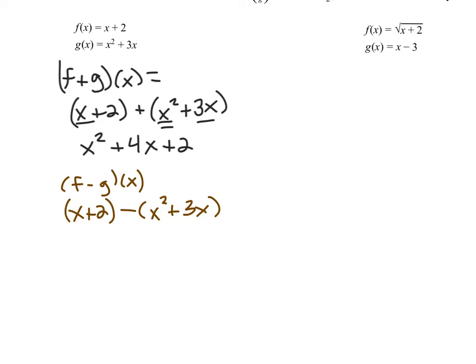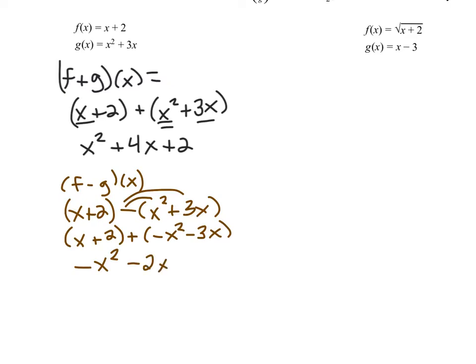Because when you have a minus sign, when you're subtracting, we're going to distribute that minus sign throughout the second parenthesis. So this will be x plus 2 plus negative x squared minus 3x. Because we're multiplying everything in that second polynomial by negative 1. Combining terms on that, we get negative x squared minus 2x, because we have positive 1x minus 3x, and then plus 2.